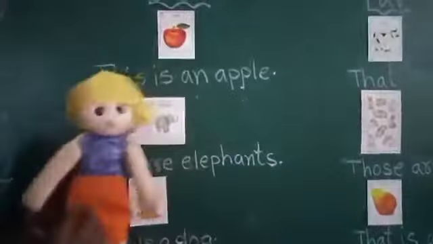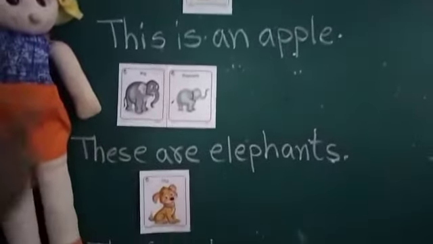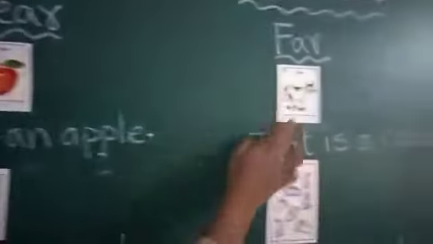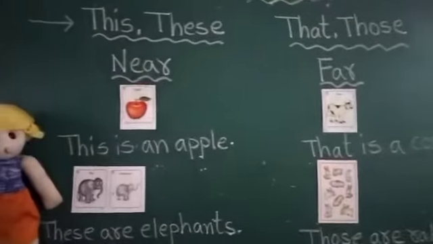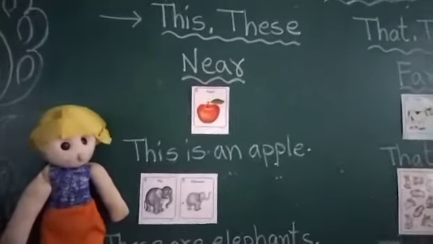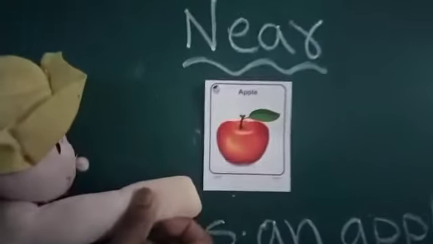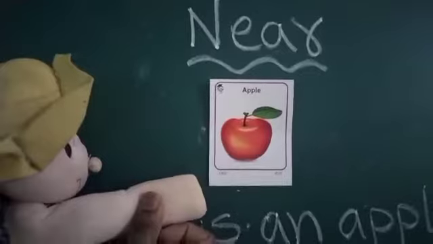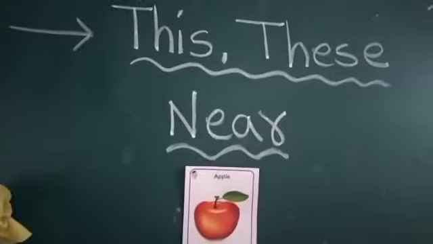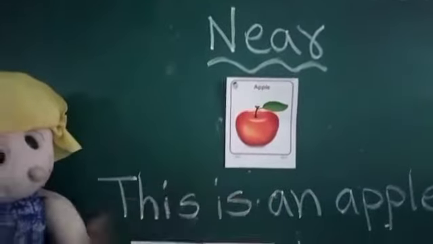Okay, see here. Now, these pictures are near to Dolly and these pictures are far from Dolly. Is it, children? Now, what is Dolly telling about these pictures? See here. What is this? This is an apple. How many apples are there here? Only one? More than one? Only one, and it is near to Dolly.